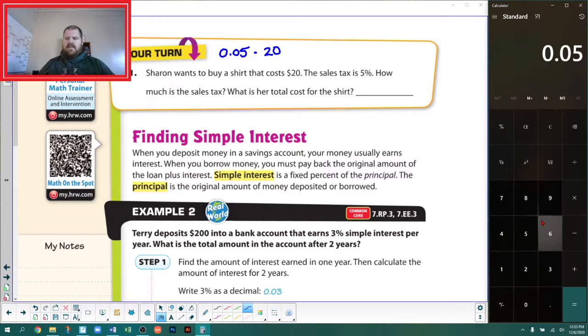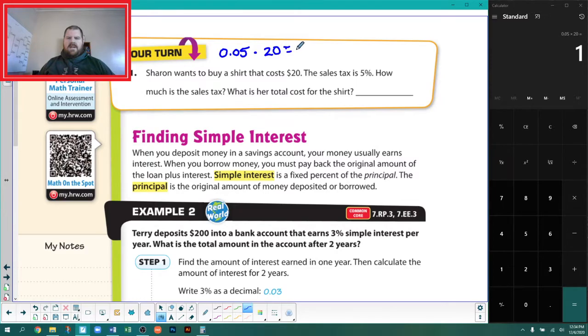I'm just going to look at 5% times $20, which is $1. So that percentage is $1, and that's our first answer. The total cost is going to be the $20 of the original plus the 5%, which is $1. So it's going to cost her $21 to buy the shirt.